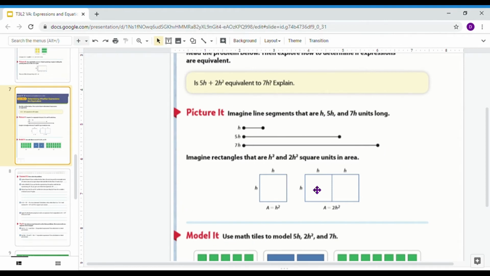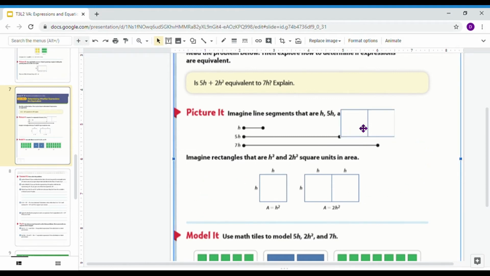So we're going to do that. I'm going to take this rectangle that is 2h squared, and I'm going to add it, just like it tells me to, into my expression, to my 5h. So when I'm looking over here, I see 5h plus 2h squared. And if I put that rectangle right next to my line, the question on number 19 asks me, do they look like they're the same length?